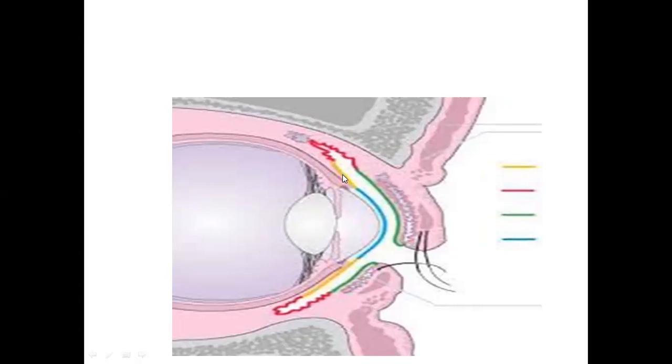But of course, it's not covering the cornea. That blue part is the cornea. Conjunctiva does not cover the cornea. It stops at the limbus, what we call the corneoscleral limbus, the junction between the sclera, which is the whitish part of the eye, and the cornea, the clear part of the eye. So that is the basic anatomy of conjunctiva.